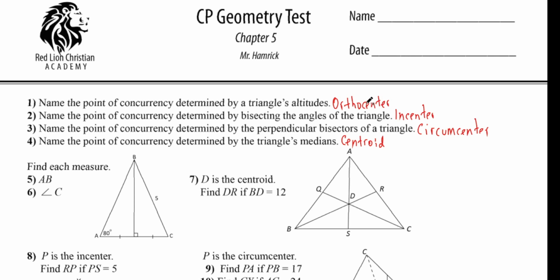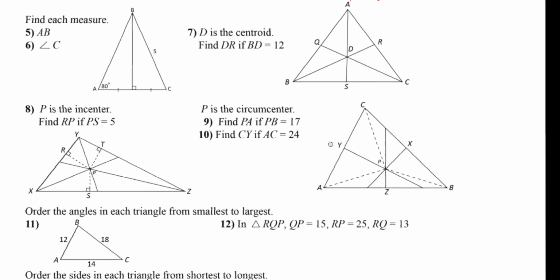The altitude is the orthocenter. The angle bisector is the incenter, perpendicular bisector, circumcenter, the median, centroid. Just remember which one goes with what. It's just a memorization thing for you. All right, let's do this.